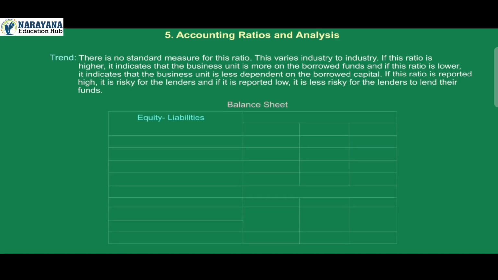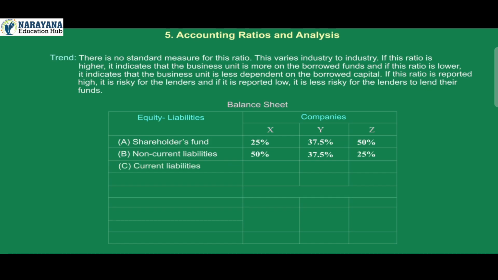Balance sheet. Equity and liabilities. Companies X, Y, Z. A. Shareholders' funds 25%, 37.5%, 50%. B. Non-current liabilities 50%, 37.5%, 25%. C. Current liabilities 25%, 25%, 25%. Total 100%, 100%, 100%. Assets.